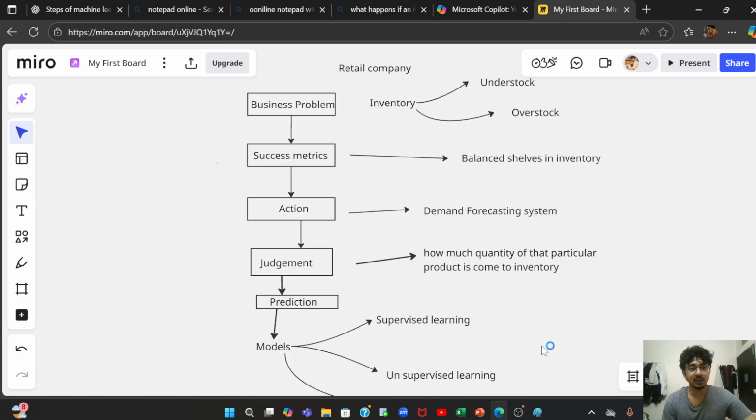So today's topic is what are the steps we need to follow to solve a particular business problem in a company. Okay. So before jumping to today's topic, we have already covered what is programming approach and what is machine learning approach. Let's recap that.